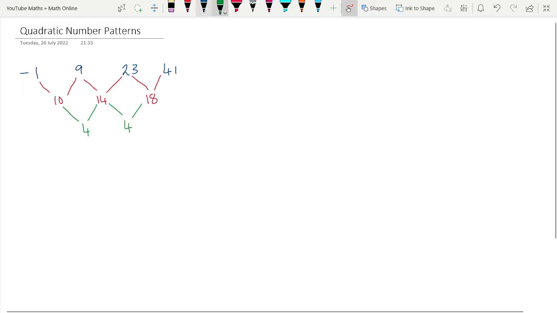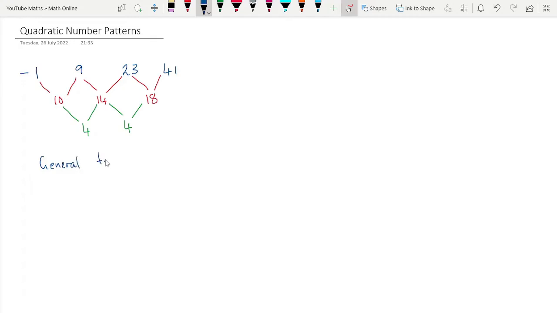Okay, now the question comes to how do we find the general term of this sequence? The general term of this quadratic sequence is of the form Tn equals an squared plus bn plus c. So the question now is how to find a, b, and c.